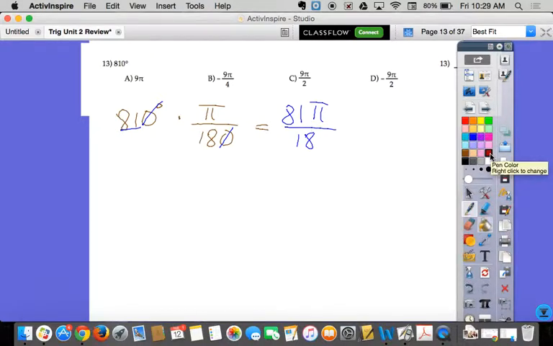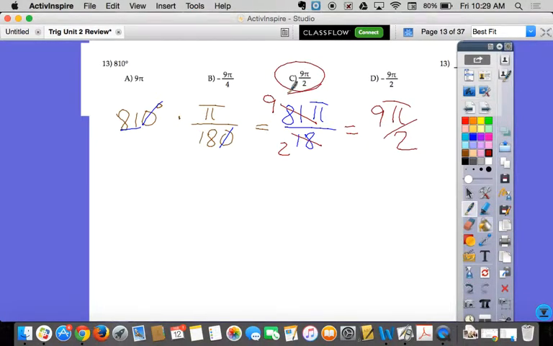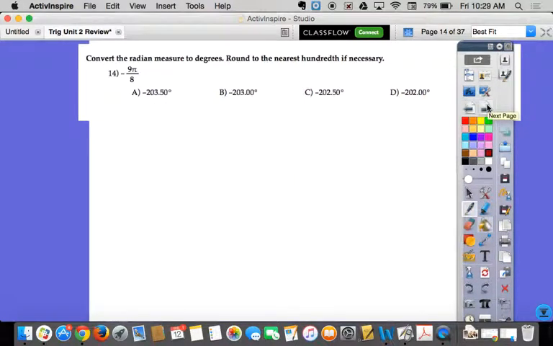The other one was kind of nasty. 9 goes into 81 9 times, and 9 goes into 18 2. So this is just 9 pi over 2. You can do that. Not a big deal. You can do it by hand. But, you know, you can use your calculator if you need to.